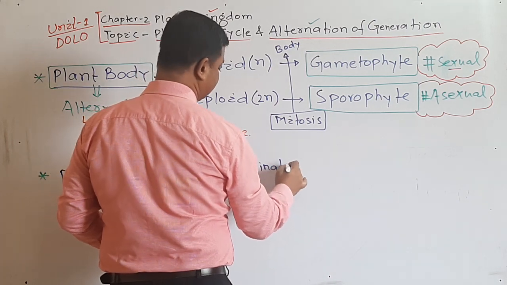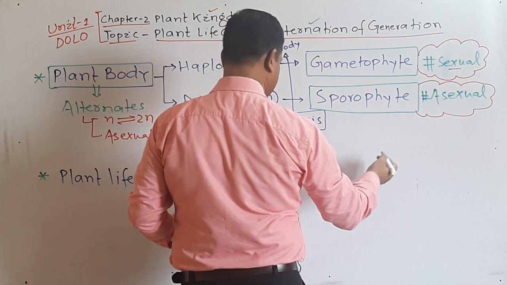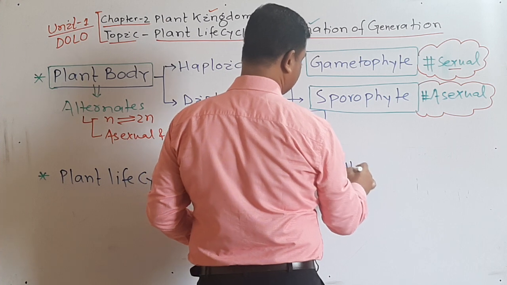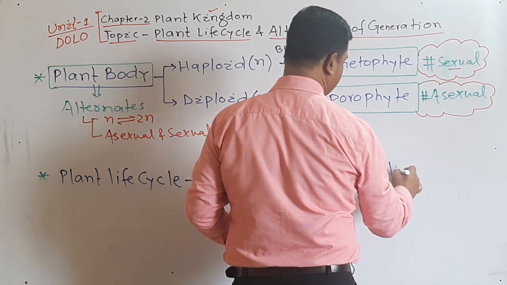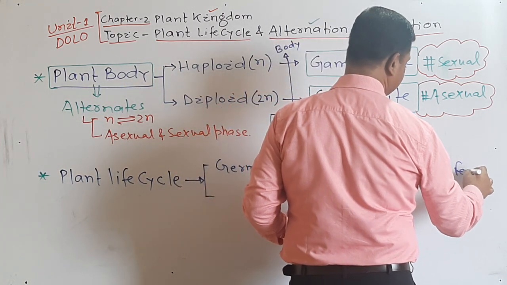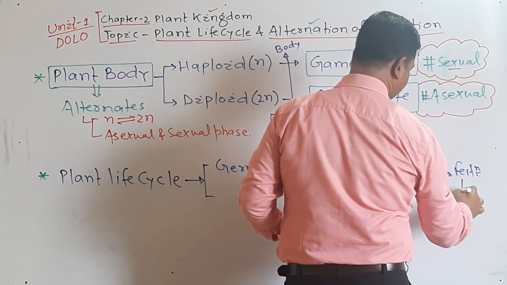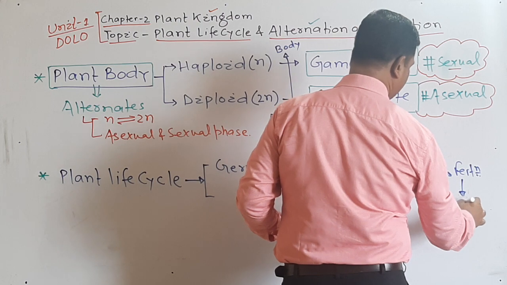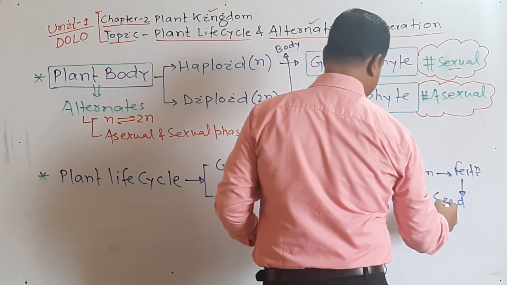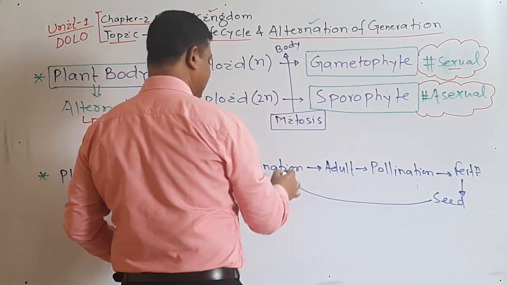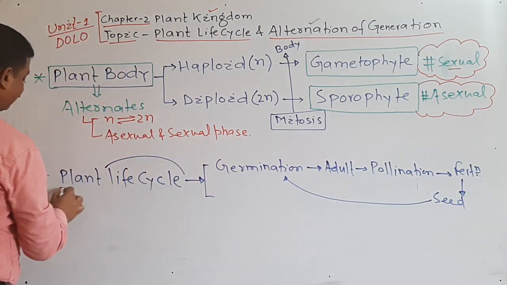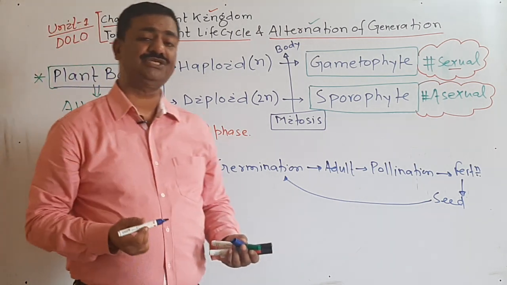Then they will grow as adult. Then there will be pollination if you are talking about angiosperm. After pollination, there is fertilization, and after fertilization, again the seed will form. As I told you, this is an angiosperm plant, a spermatophyte. So again this seed will execute germination, and this will be the cycle. And this you can say is the life cycle of a plant, as I take an example of angiosperm.